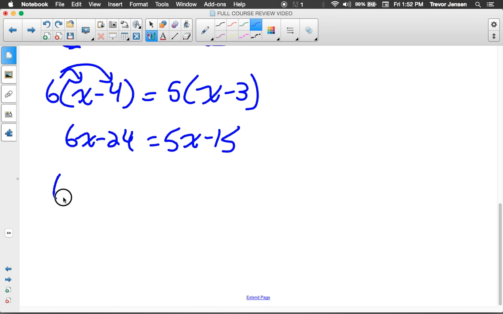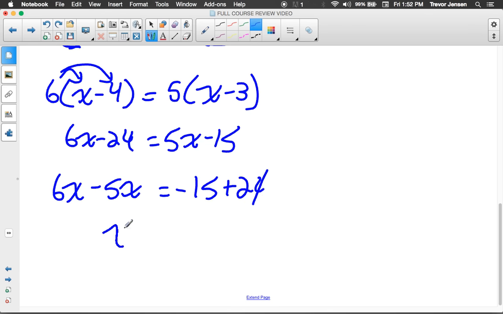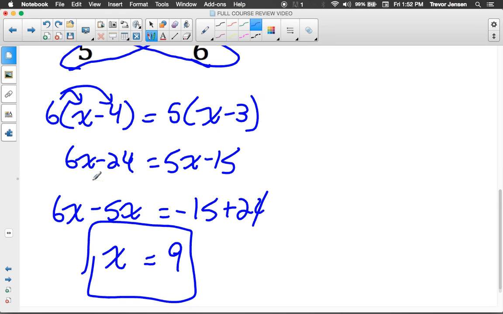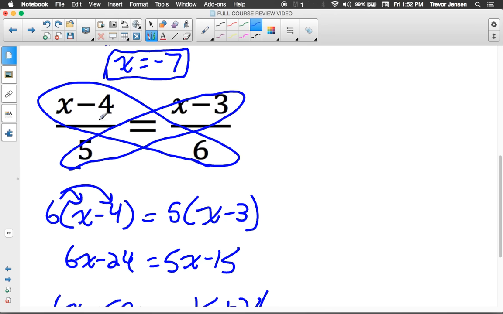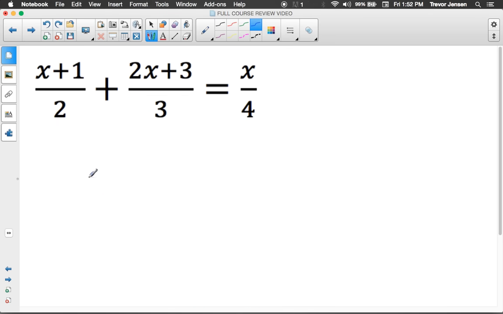Get all the terms of the variable on one side. 6x minus 5x equals negative 15 plus 24, and we get x equals 9. There's our final answer. You could plug back in and check. Now, cross multiplication is nice. It's a nice shortcut, but make sure you only use it when you have fraction equals fraction. That's the only time it works.